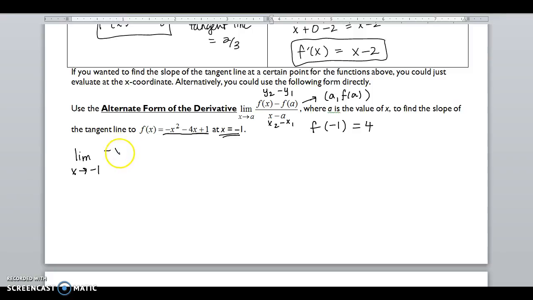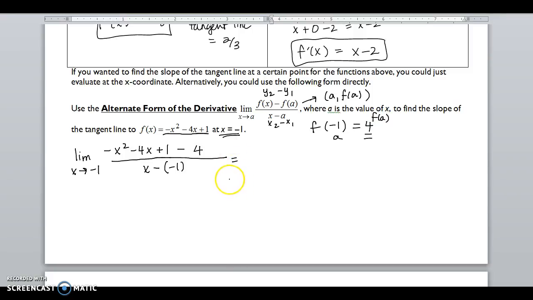So we're going to write the equation f of x, negative x squared minus 4x plus 1. And then we're going to subtract 4. That's the f of a. And then on the bottom, we're going to have x minus a, which is negative 1. Okay, so this is your a, this was your f of a. We're just plugging that in. And now we're going to simplify.